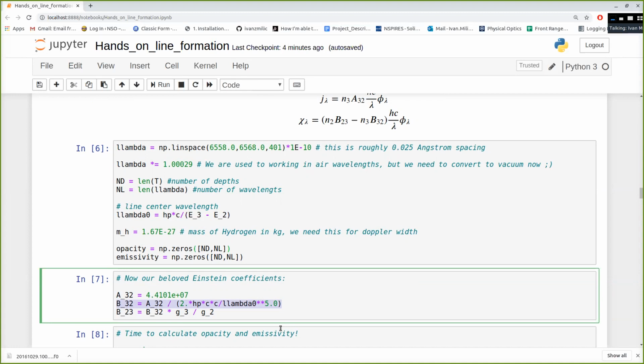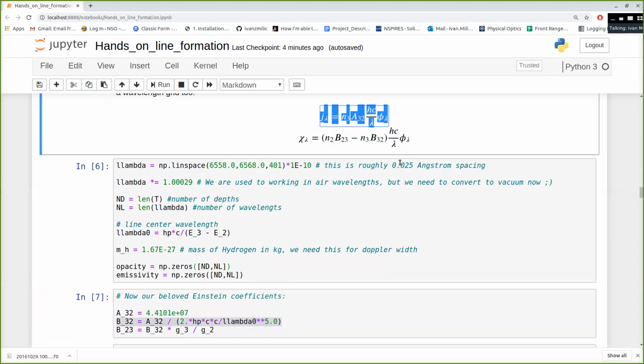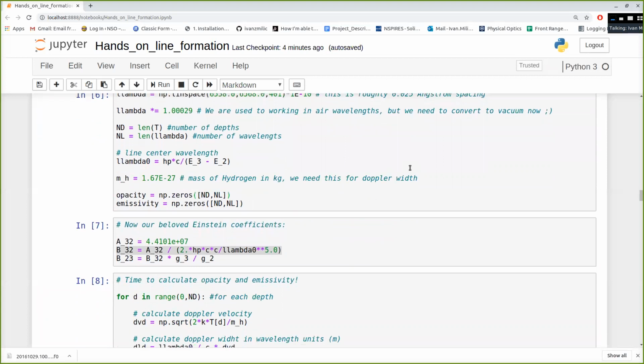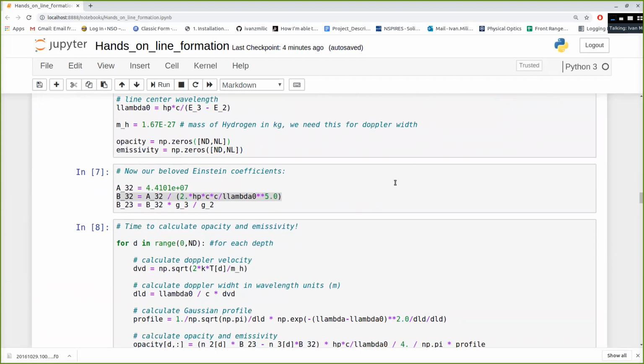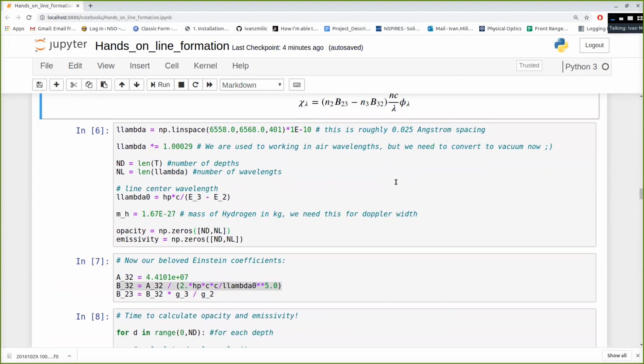So Einstein coefficients are really constants. They don't depend on temperature, they don't depend on pressure, and so on. And now I have almost everything that I need to solve these two equations for opacity and emissivity. I only need the line profile. I will have a different line profile at each depth because the broadening is going to be different at each depth.